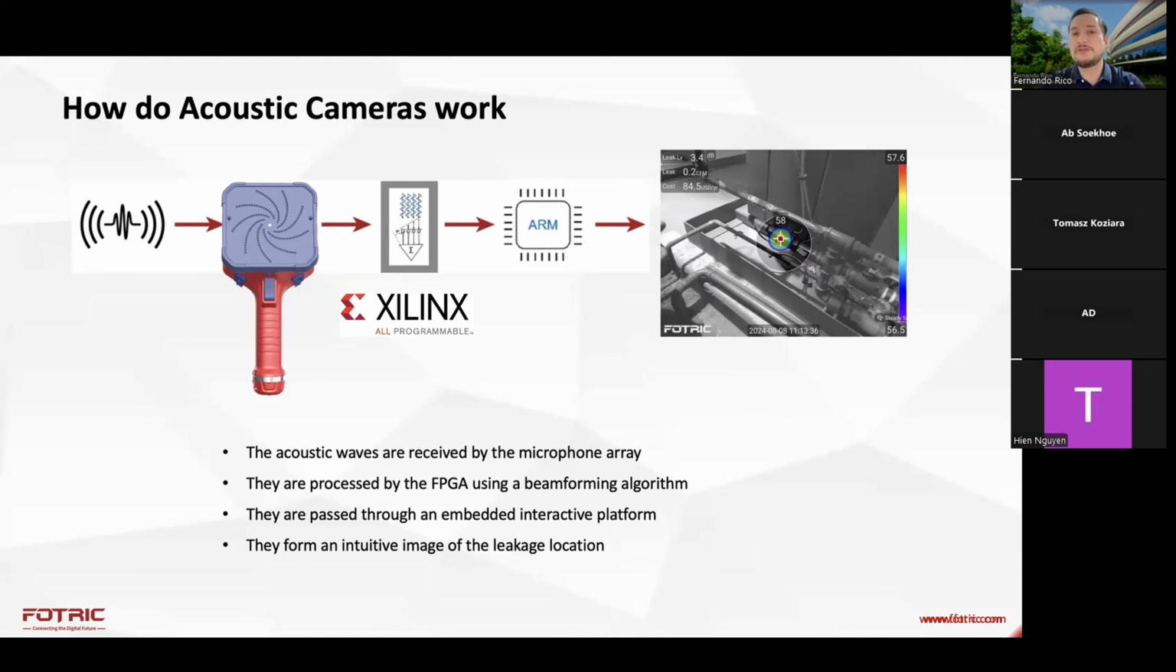FOTRIC cameras use a very specialized electronic component called an FPGA. We use one of the top suppliers of that specific component, Xilinx. This is an American chip manufacturer that allows us to process that data simultaneously from all microphones without using higher power. And that is very important because that is giving FOTRIC an edge on how the technology is developed and how the equipment performs in the field.